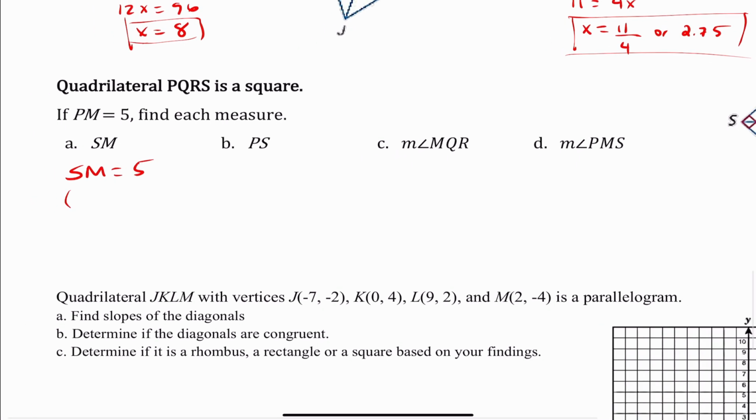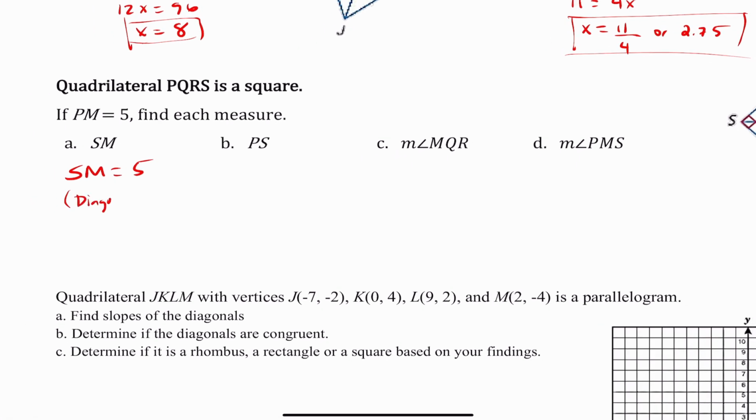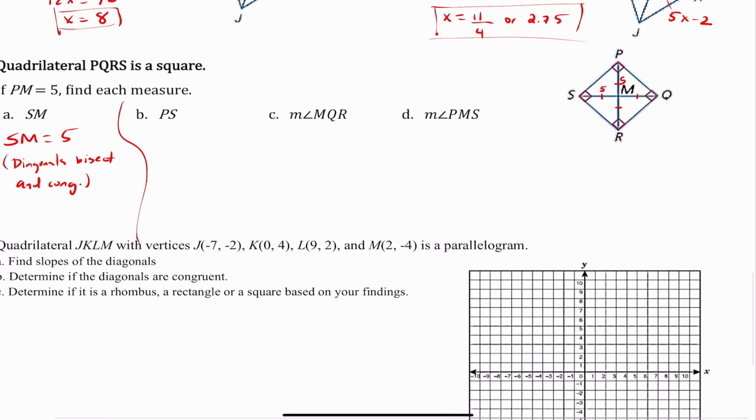And I'm going to go ahead and make a note: diagonals bisect and are congruent. Okay? Let's go ahead and do C first, and maybe I should do C, D, and then B, because B is a little weird, and it requires me to explain it more, if that makes sense.